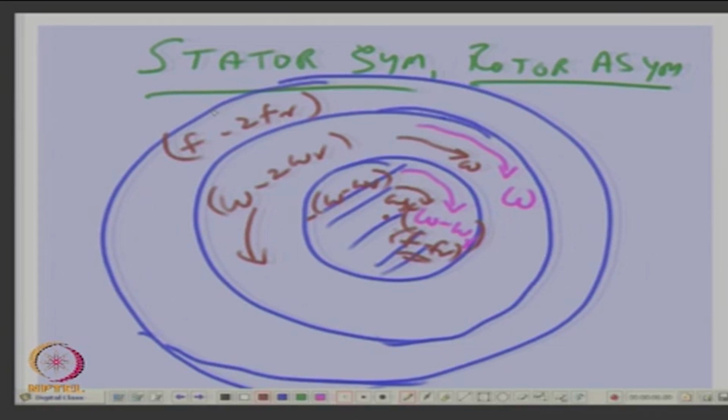Now, this field will again induce balanced currents in the stator, because the stator is balanced, right. This field will give rise to balanced currents in the stator, and that means it will again give rise to another field in the stator, which is synchronous with the inducing field, isn't it? But it will not create any more negative field, because the stator is symmetrical. It will only give rise to one field, because the stator is symmetrical. So that is what will happen.